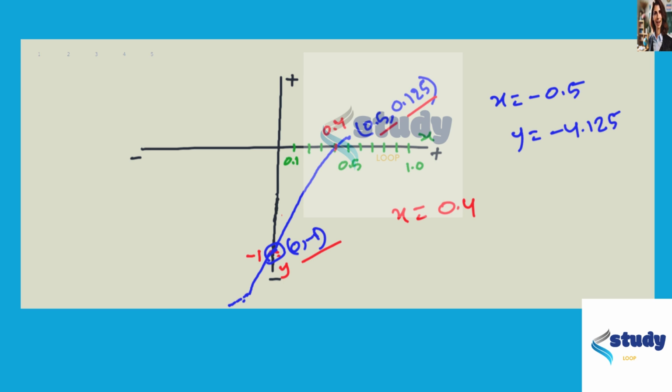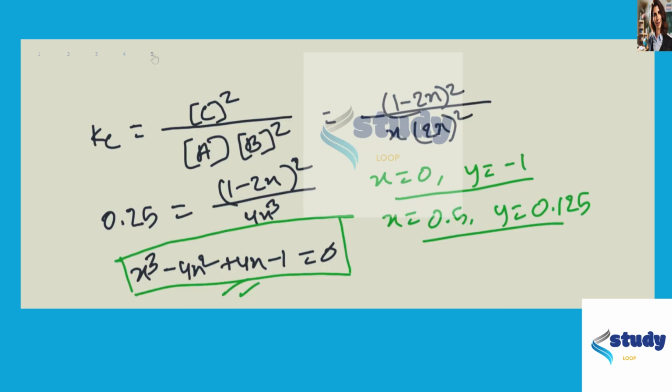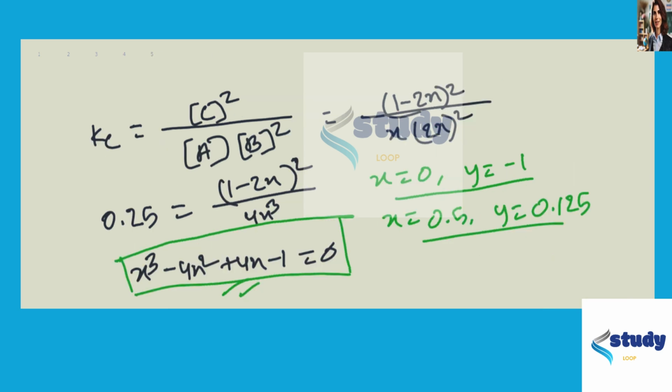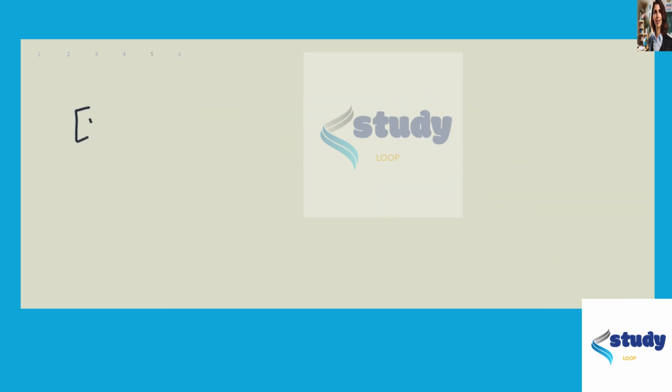Now, in part E, from the plot in part D, we have to estimate the equilibrium concentrations of A, B, and C. So now we have estimated the value of x from the graph, and we can plug the value of x into the equilibrium concentrations to estimate the equilibrium concentrations of A, B, and C.